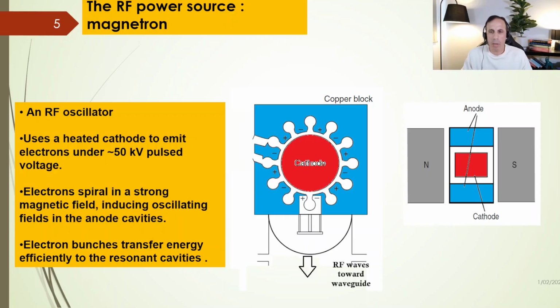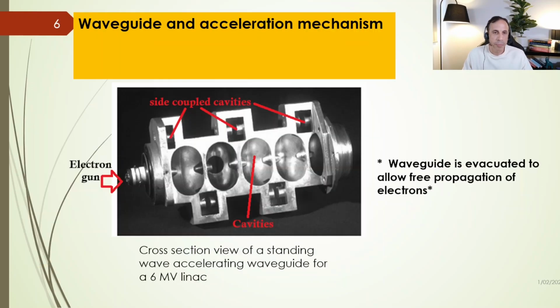This rotating electron cloud transfers energy to the cavity oscillations, and the radio frequency power is generated from these electron beam clouds inside the resonant cavities. Finally, RF waves produced inside the cavity are extracted and sent to the accelerating waveguide. Now, when we have the electron source and radio wave power at the same time, they are injected inside the waveguide.